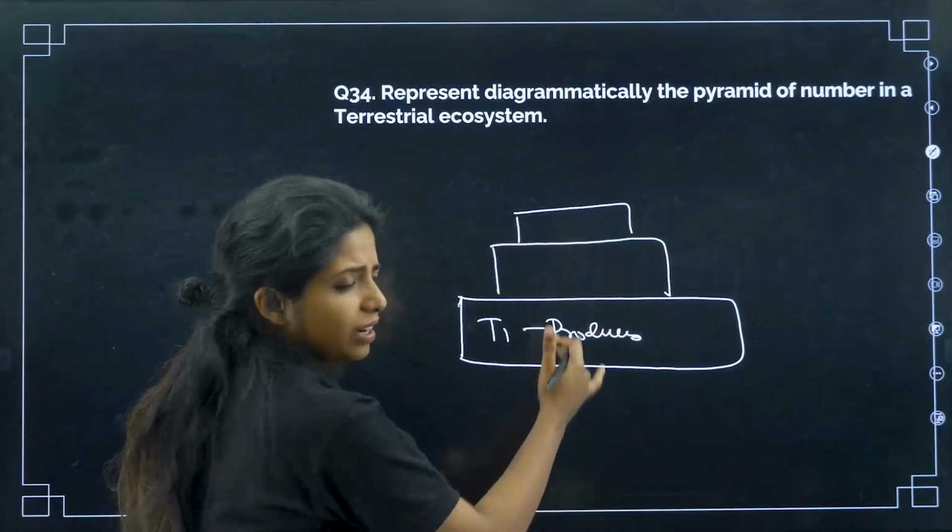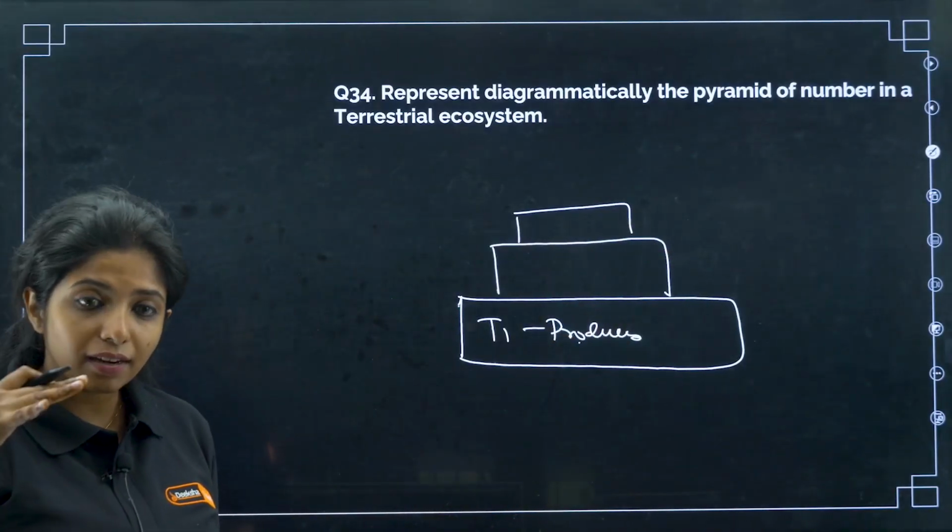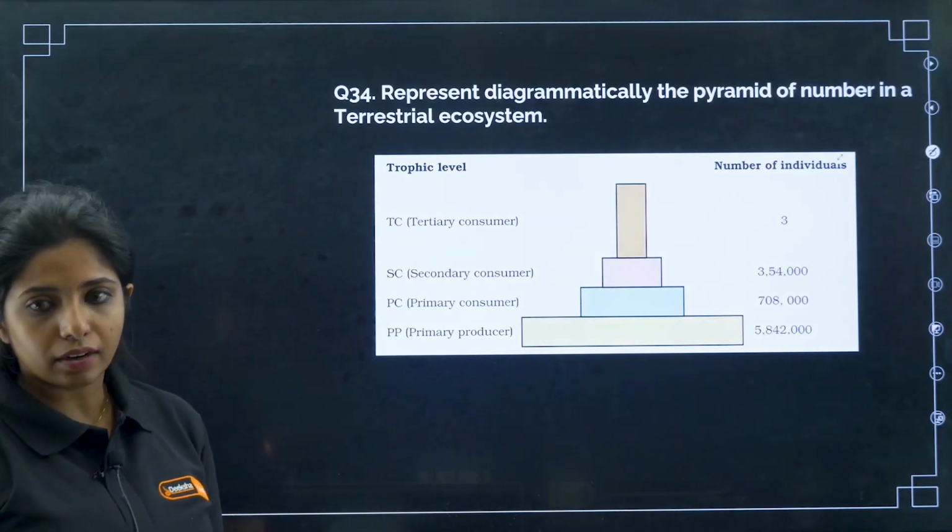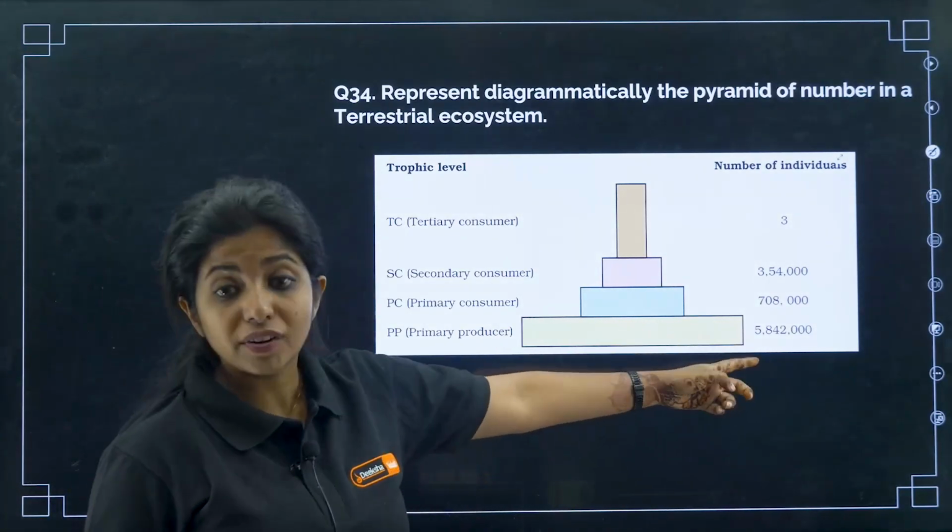The level of tiger will be way too less. So in a terrestrial ecosystem, the number of organisms which goes up will be really less. So it will look like this. This is from your NCERT itself.